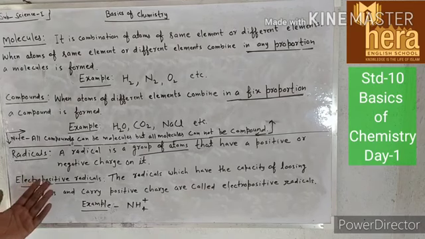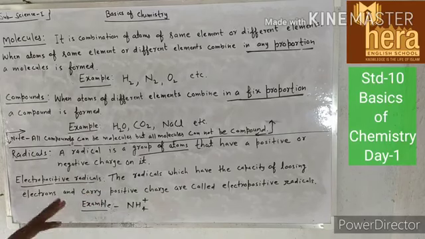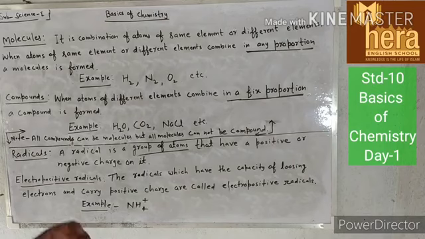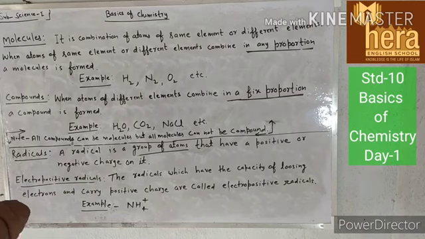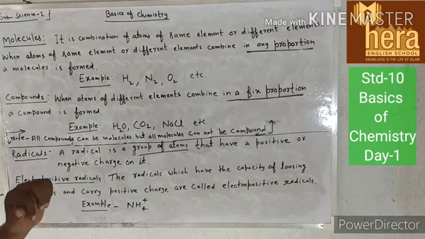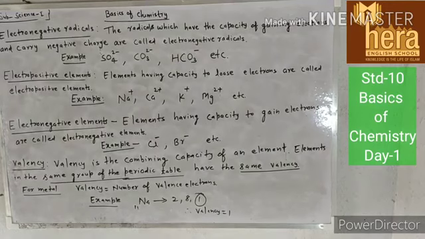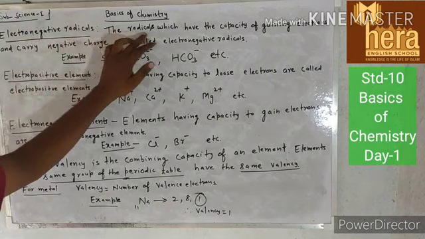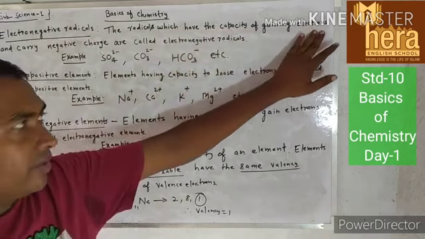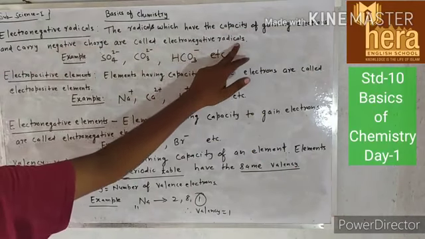Similarly, electronegative radicals. How will you define electronegative radicals? The radicals which have the capacity of gaining electrons and carry a negative charge are called electronegative radicals. I will write here: electronegative radicals. The radicals which have the capacity of gaining electrons and carry a negative charge are called electronegative radicals.